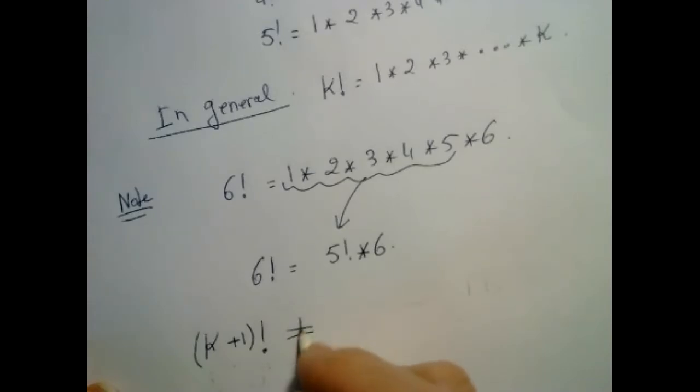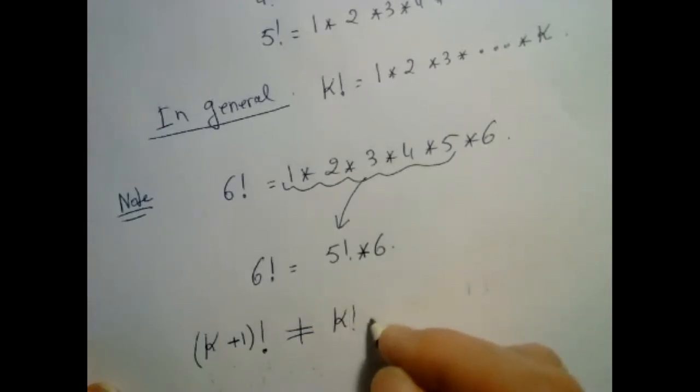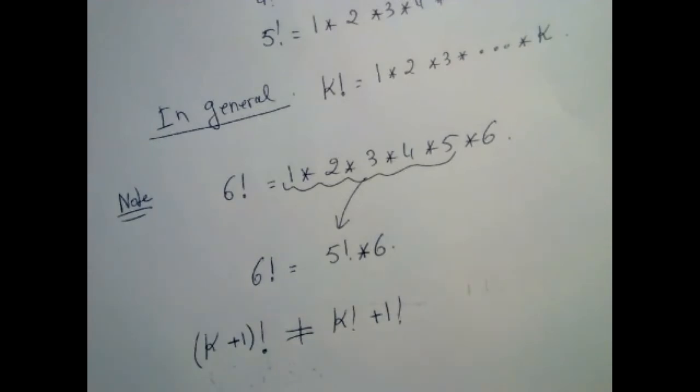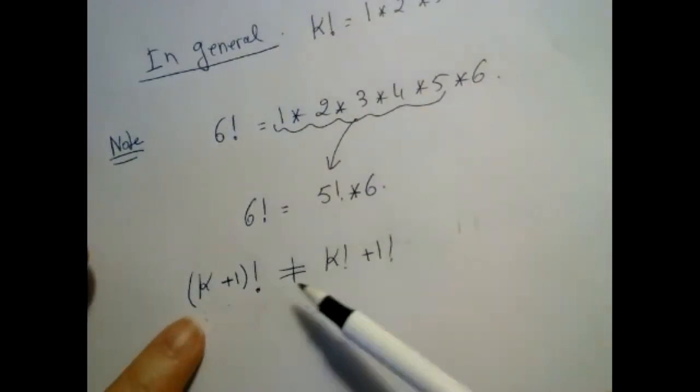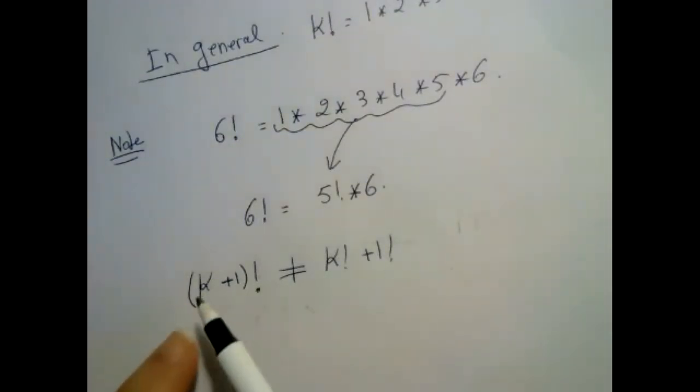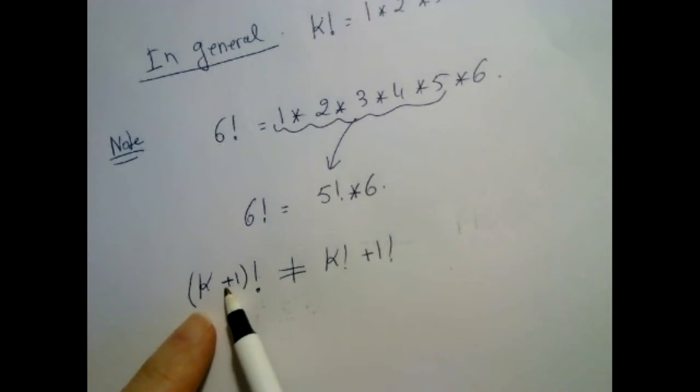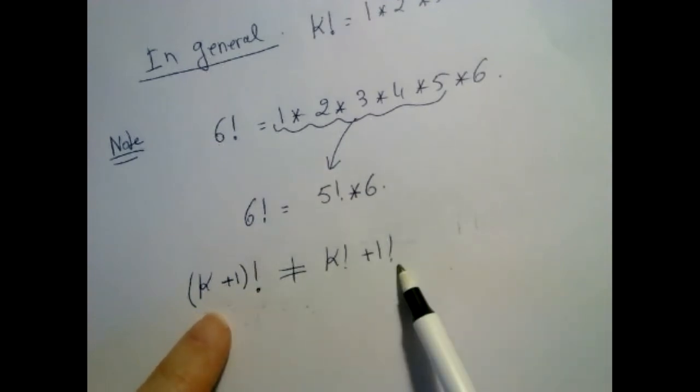First, let's get this straight. This is not that. You cannot split a factorial. Okay, you cannot split the factorial. So we have to be very careful with that. When we work with factorials, we tend to mess up. Let me just pick a number. 5 plus 1 factorial, which is 6 factorial, is not 5 factorial plus 1. It's actually 5 factorial times 6.